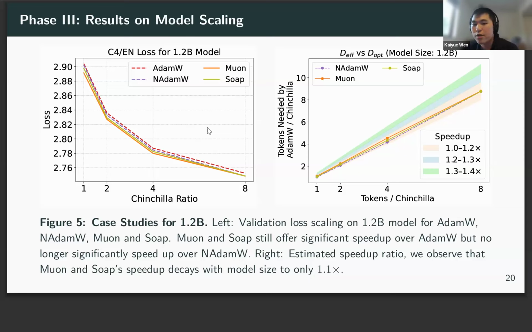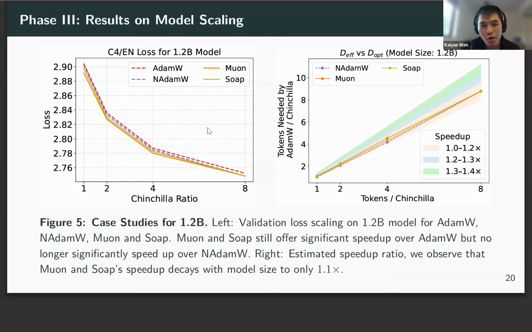To try to address that, I swept the scale-sensitive hyperparameters for Muon on the 1.2B model as well. But the final result is roughly the same: the speedup is still decreasing when the model size and data size jointly increase. So we reach the conclusion that both Muon and SOAP can only have roughly a 10% speedup in the 1.2B, 8x Chinchilla region, which is the largest scale experiment we run.